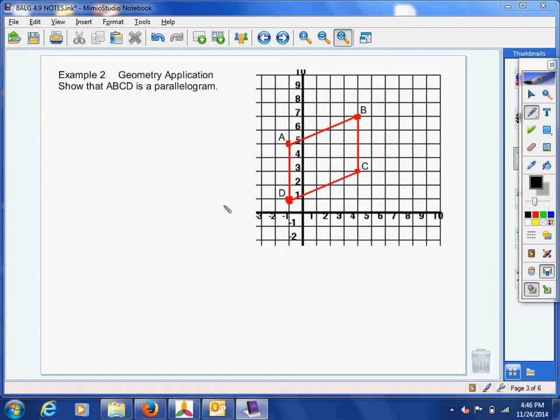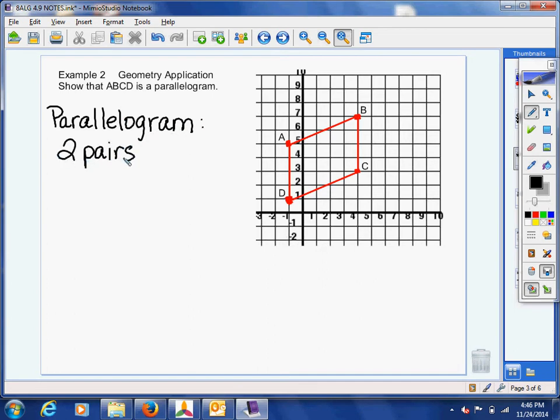Our job is to prove that ABCD is actually a parallelogram. As you may recall, I don't know how much geometry you've had, but let me define a parallelogram for you. What you have here are two pairs of parallel sides. And those parallel sides are opposite of each other.